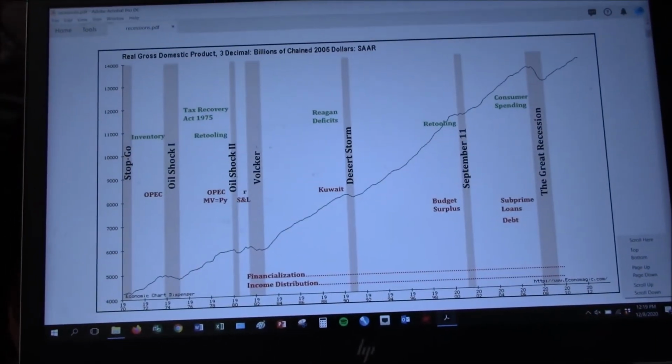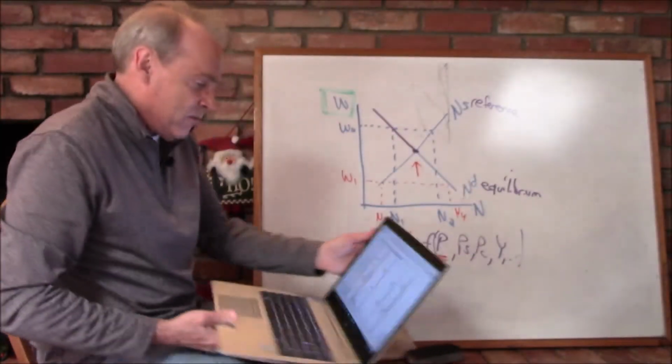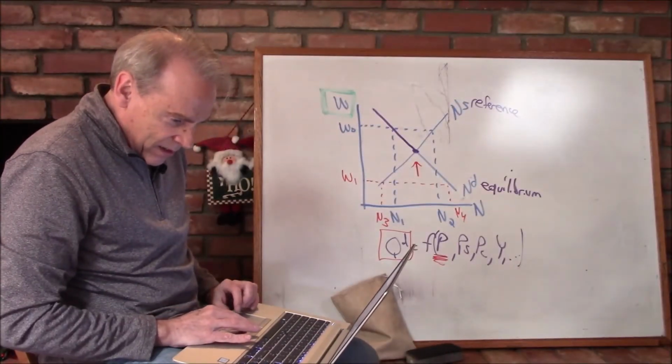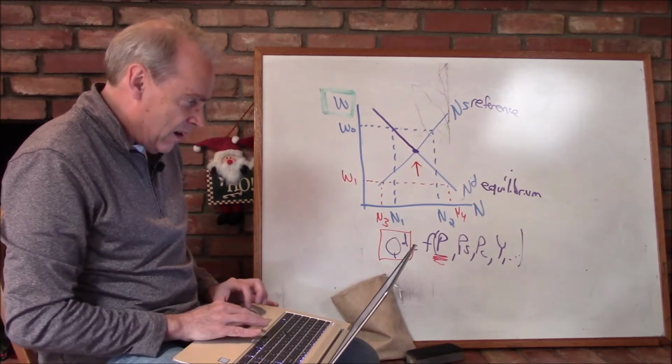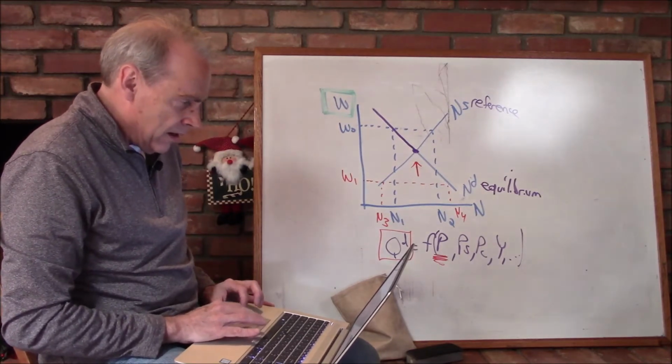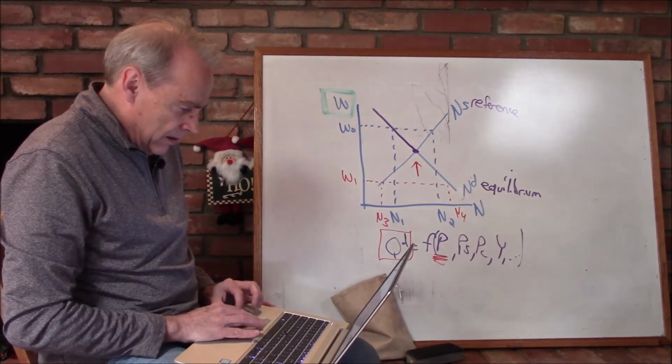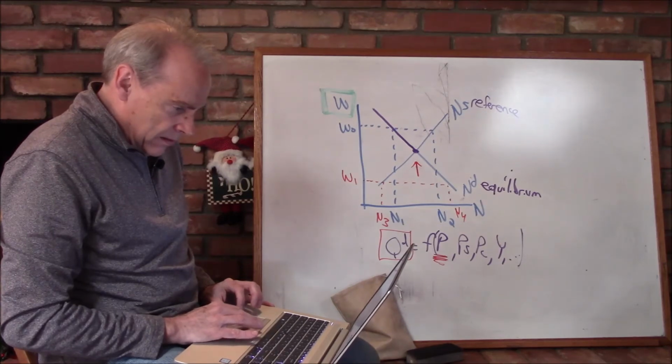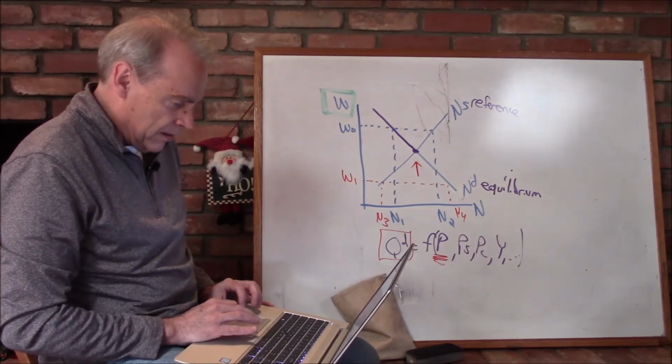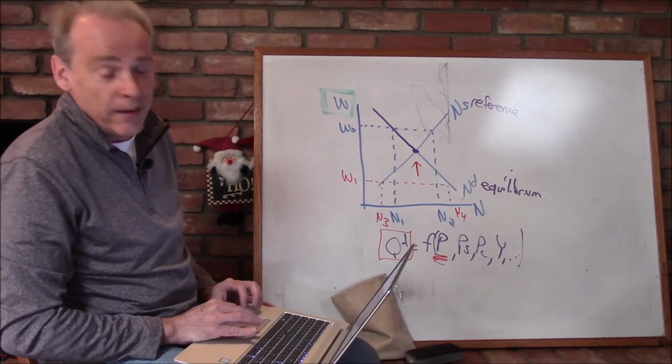This is a, oh crap, that's GDP. Dang it! I wanted employment. Where do I have that? Oh, John. What about this one? No. All right, sorry. I'll look for it later.